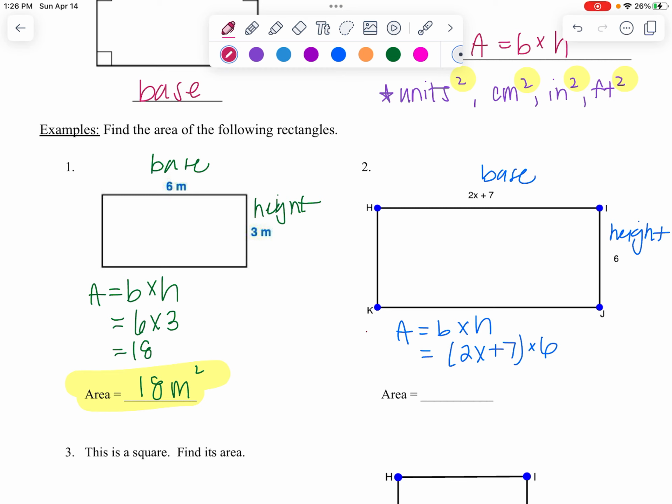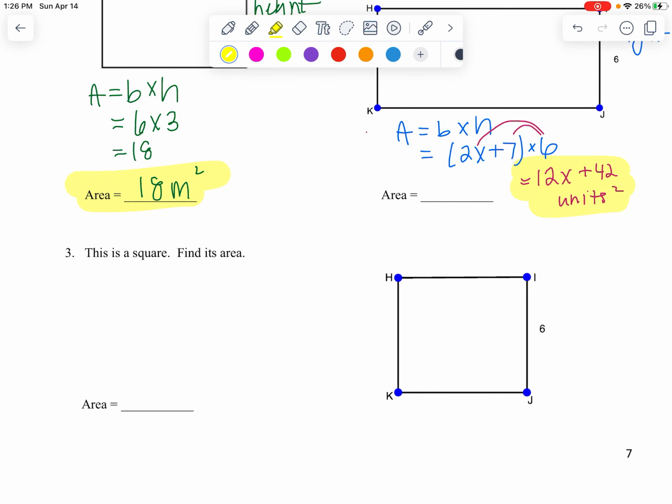If you guessed it right, we're going to distribute. We have to multiply the 6 by everything in those parentheses. So I could do 6 times 2x, that gives me 12x. Then I have 6 times a positive 7, that gives me a 42. In this case, it doesn't tell us if it's feet, inches, yards, so we're going to leave it as 12x plus 42. And I have units squared. And that is our answer. Go ahead and try number 3.